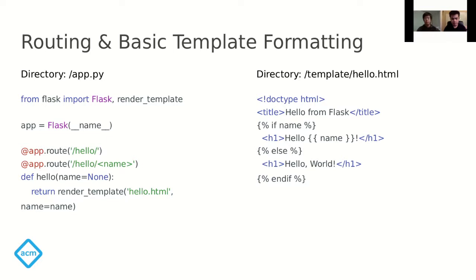In this case, if it's only /hello, the name does not exist, so it will render the HTML tag hello world. But let's say you want to have a custom name. If you call hello on the name, then name here will be replaced by whatever value is in that route. And right here, since the name exists, it will print hello, whatever name it is. So that's how to handle if-else statements in Flask.